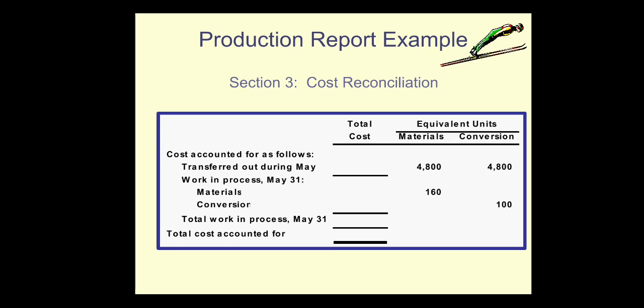second section in the production report. This section is called cost reconciliation section. In this section, you have to show from the total cost that you have calculated in section 2, how much is related to completed unit and how much is related to the work in process ending.